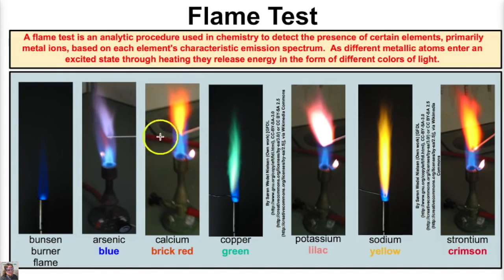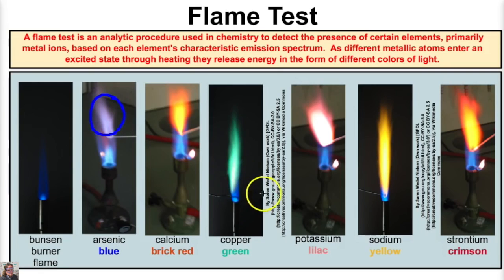And so what ends up happening is you have a Bunsen burner right here, and there's nothing placed in this Bunsen burner. This is just a flame. But when you start placing these different metal ions or metallic compounds containing arsenic or calcium or copper or potassium or sodium or strontium or other metallic ions, what you'll end up seeing is that they emit different colors of light, which correspond to different amounts of energy. For example, when we take arsenic or arsenic compounds and put it in this flame, it's going to emit this little blue flame right here.